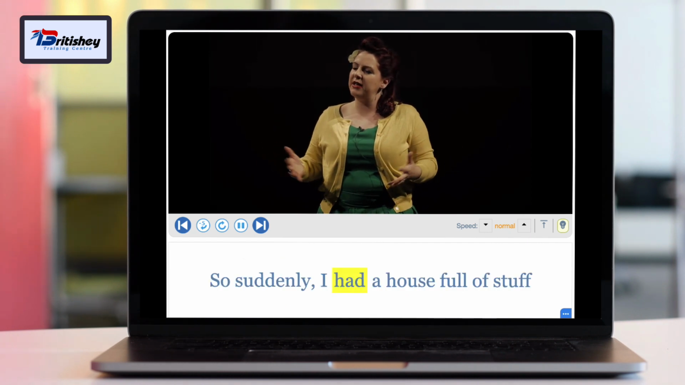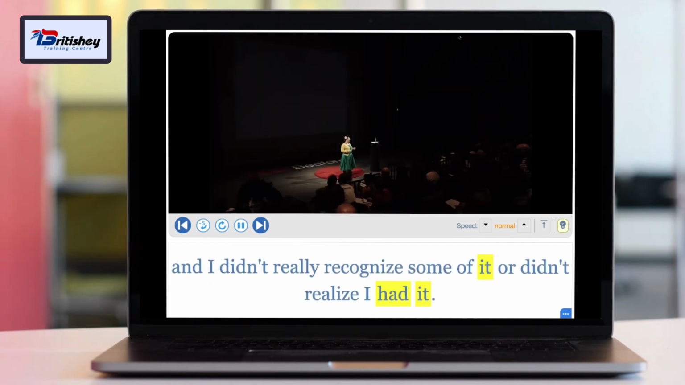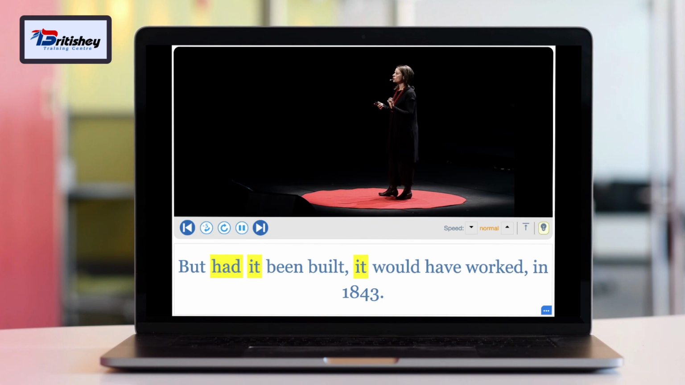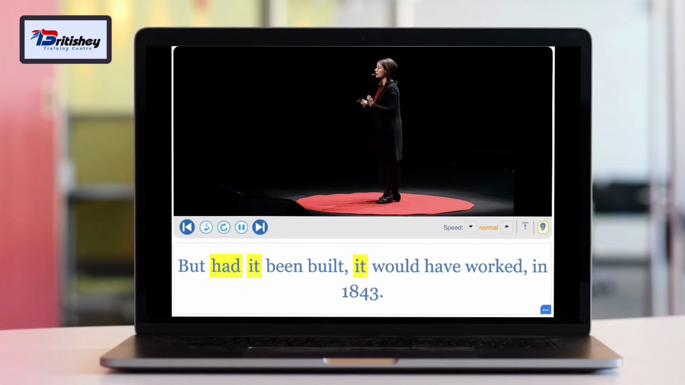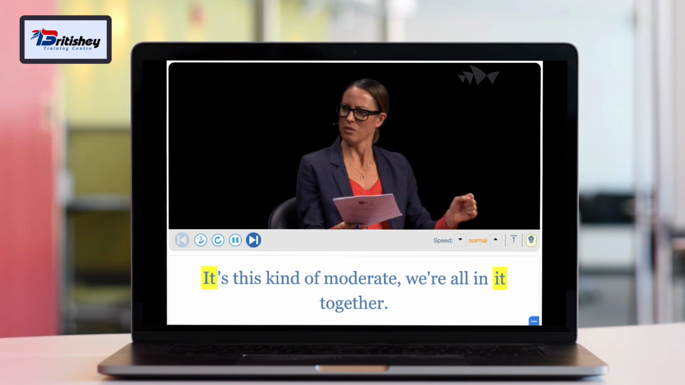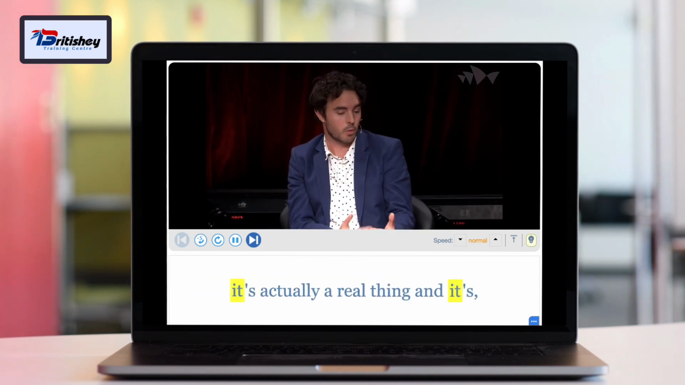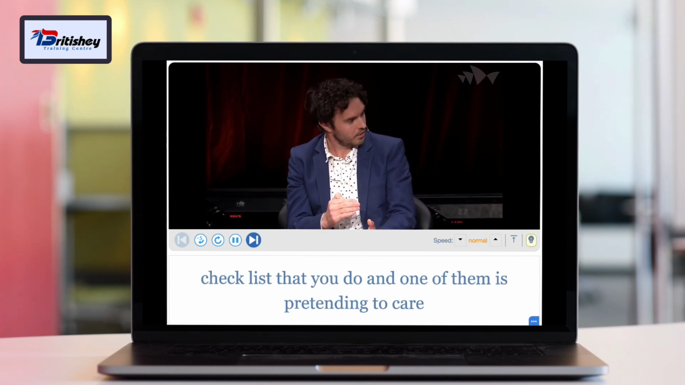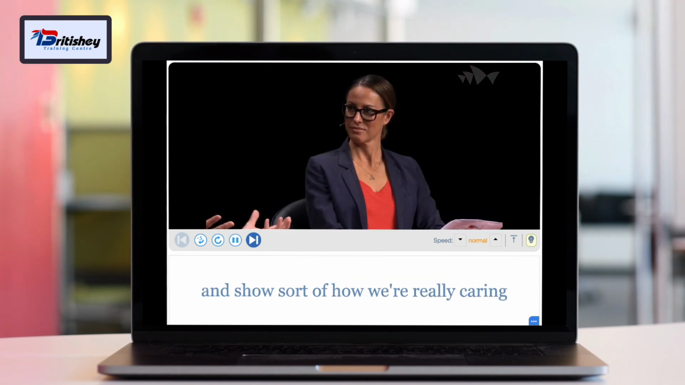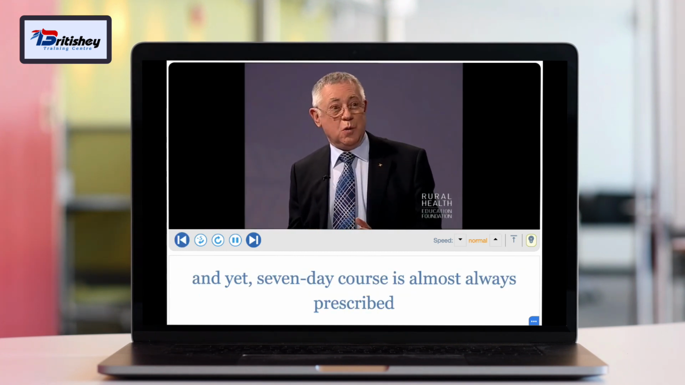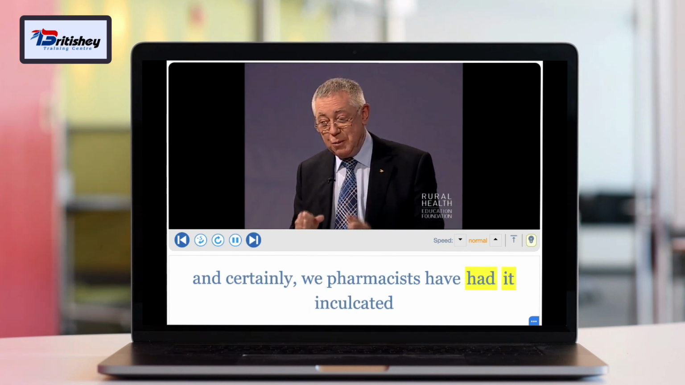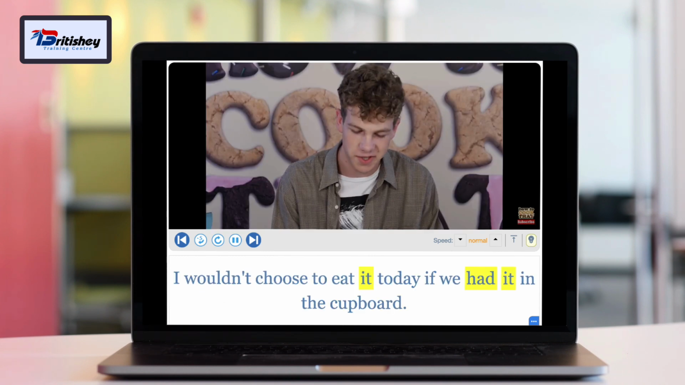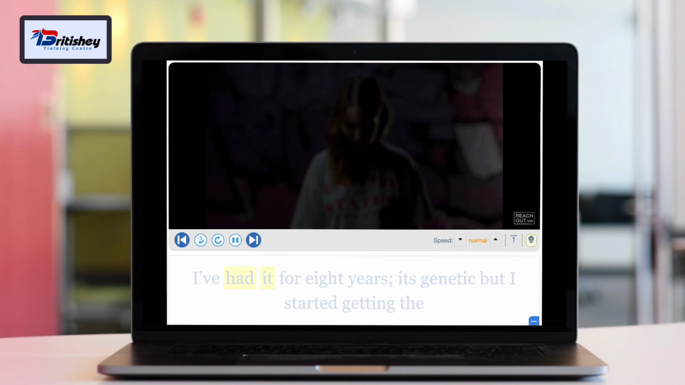So suddenly I got to a place where I had a house full of stuff and I didn't really recognise some of it, or I didn't realise I had it. They didn't get enough funding. But had it been built, it would have worked in 1843. Kind of moderate, we're all in it together. Well, there's a playbook. It's actually a real thing, and it's the tobacco industry had it, and the food industry have got it. And there are certain, there's like checklist that you do, and one of them is pretending to care and sort of show, hey, we're really caring about our consumers. And yet 7-day course is almost always prescribed, and certainly we pharmacists have had it inculcated that we must reinforce that message. I wouldn't choose to eat it today if we had it in the cupboard.